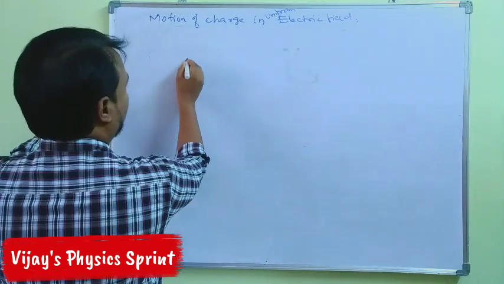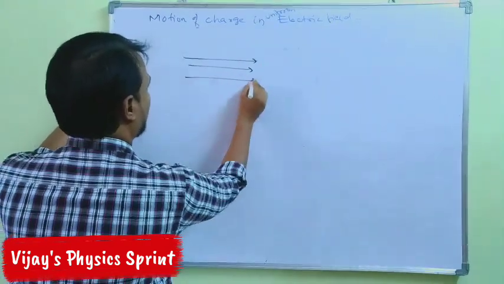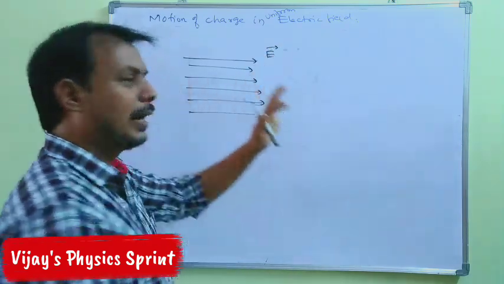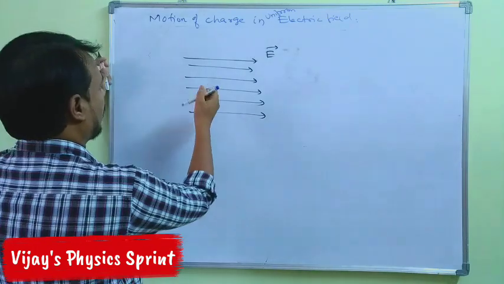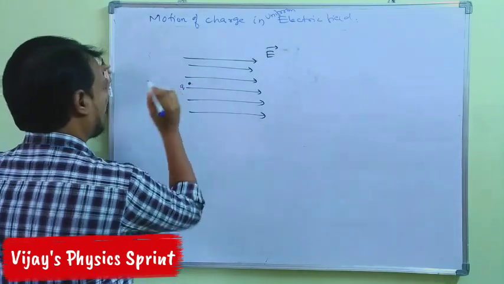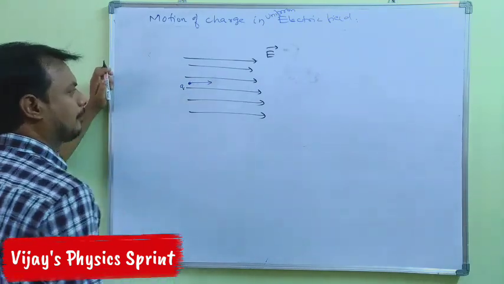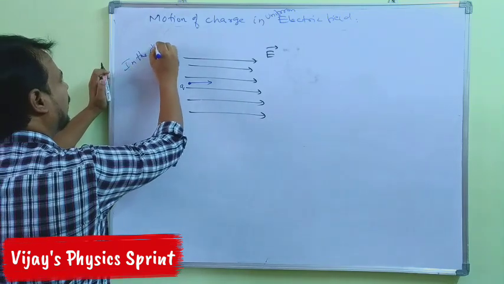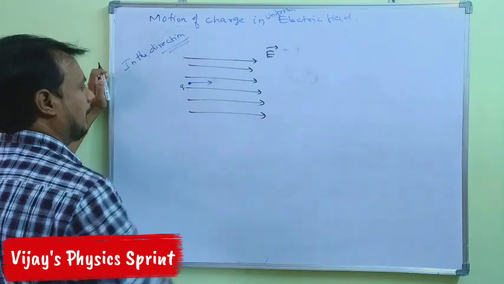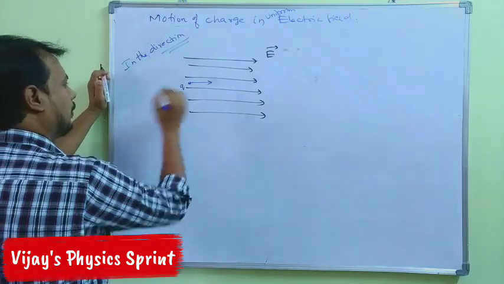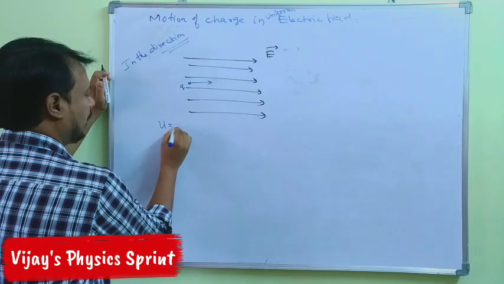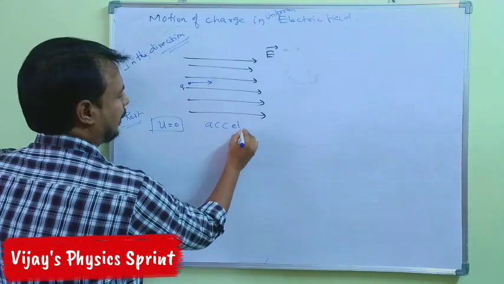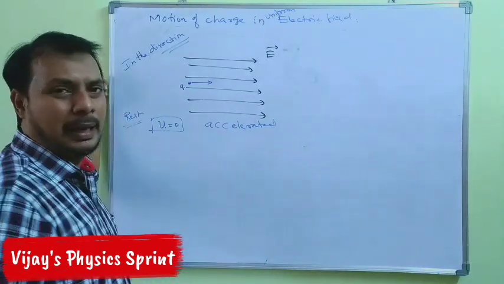So in the uniform electric field, now we are placing a charge. This is the electric field intensity direction, the field intensity E bar in this direction. Now we are placing a charge Q in the direction of electric field. So the initial velocity of the charge, u, is 0, starting from rest, accelerated in uniform electric field.